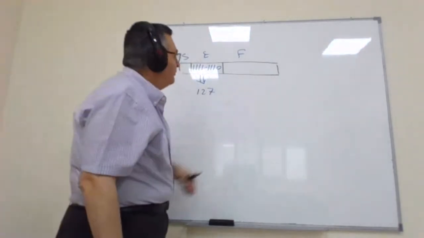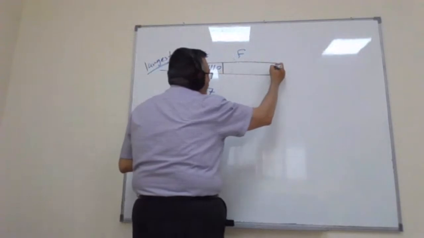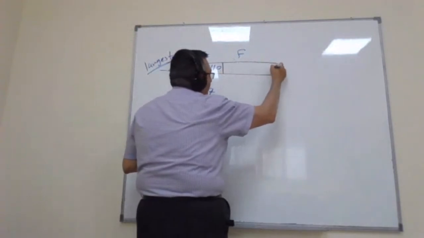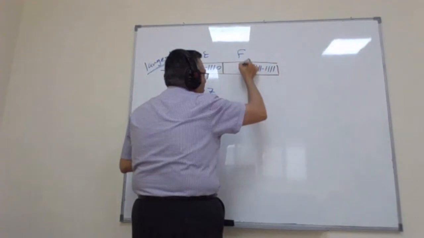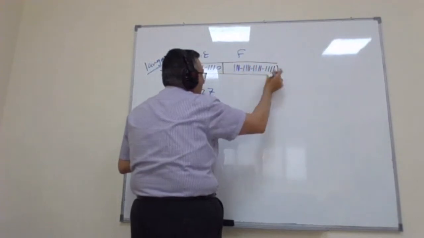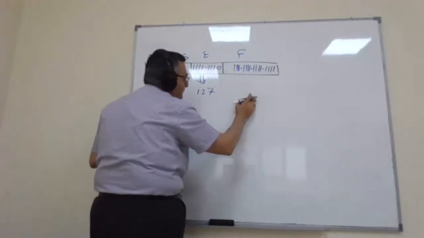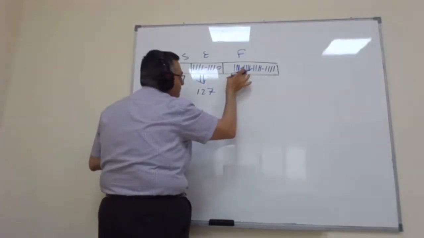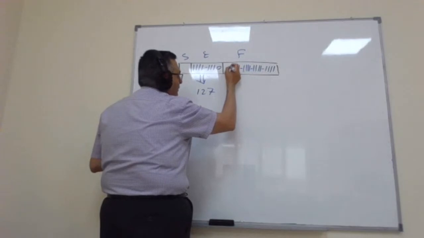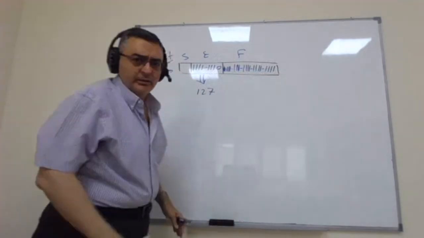Now, what is the maximum fractional Mantissa? When I have all 23 bits as ones, 1 1 1 1 1 1 1 1 1, all 23 bits are ones. Let me count: 4, 8, 12, 16, 20, and then 3. All of them are ones.